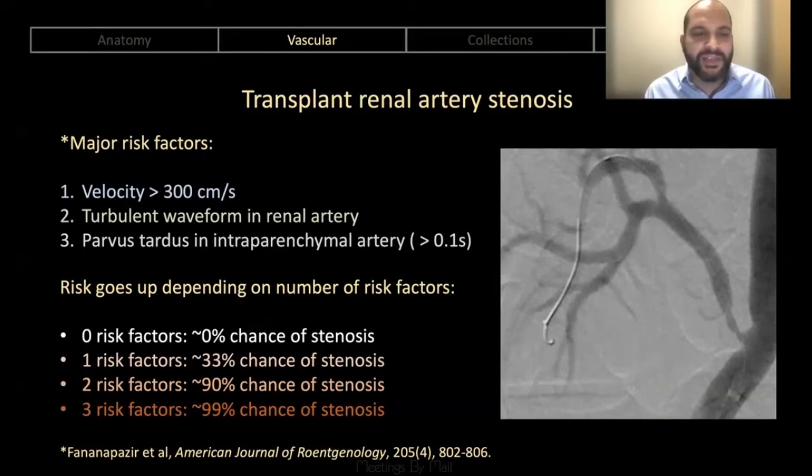And what we found is that the rate of finding stenosis increased with the number of factors, that if you only had 1 factor, it was about a 33% chance. So if you only had turbulence, or you only had parvus tardus, or you only had a velocity, there was about a 33% chance. If you had any 2 of those, then you ended up having a high rate of stenosis, somewhere around 90%.